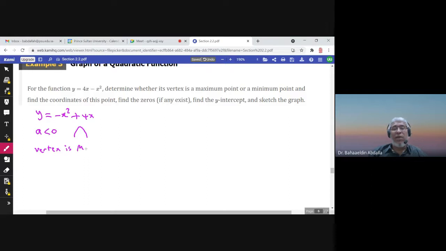Vertex is the maximum point. And find the coordinates of this point. We need to find the coordinates of the vertex.